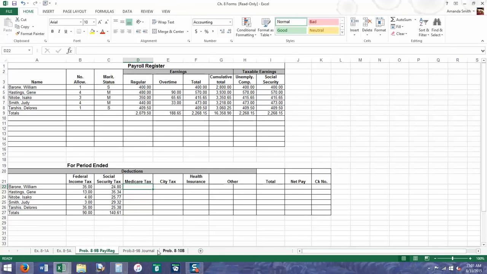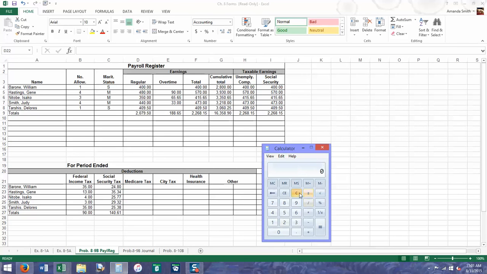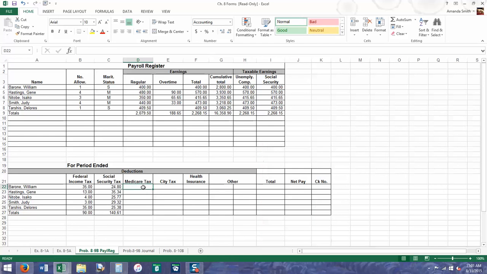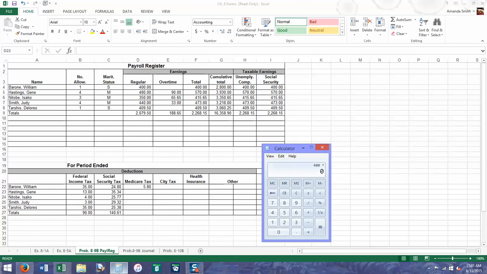Medicare tax is our 1.45%. Again, you're going to take the same amount and multiply it by the 1.45. So that's $5.80. And again, you're just going to repeat the process all the way down.